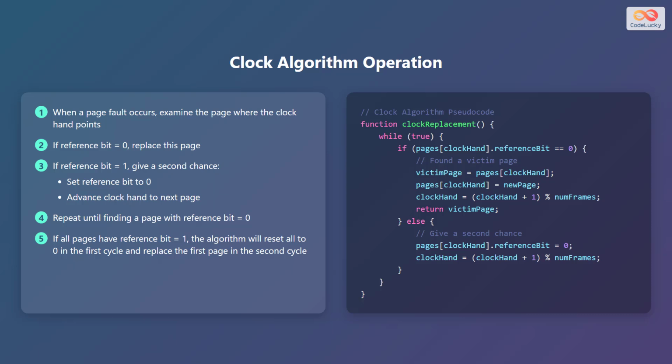Now, let us look at the pseudocode of the clock algorithm. While true, if the page at the clock hand's reference bit is 0, then a victim page is found and the new page replaces the victim page. The clock hand moves to the next page and returns the victim page. Otherwise, the page is given a second chance, where the reference bit is set to 0 and the clock hand moves to the next page.